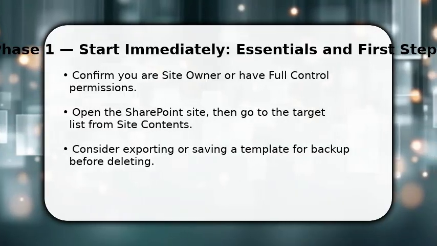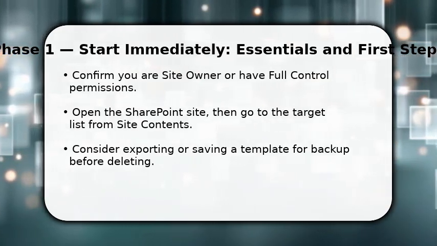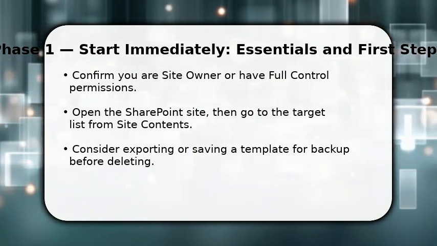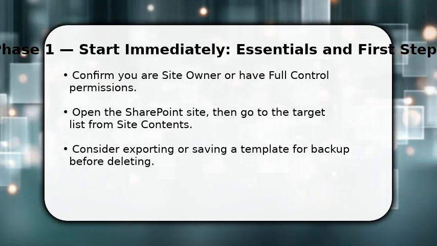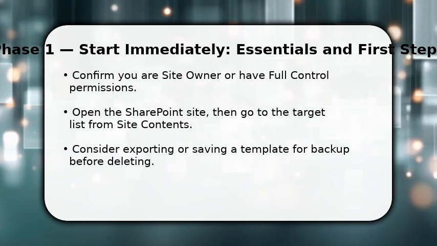You start by confirming permissions because you need full control to remove a list. Once confirmed, open the SharePoint site and locate the target list in Site Contents. Make sure you export data or save the list as a template if you might need it later. This preserves columns and optionally items.